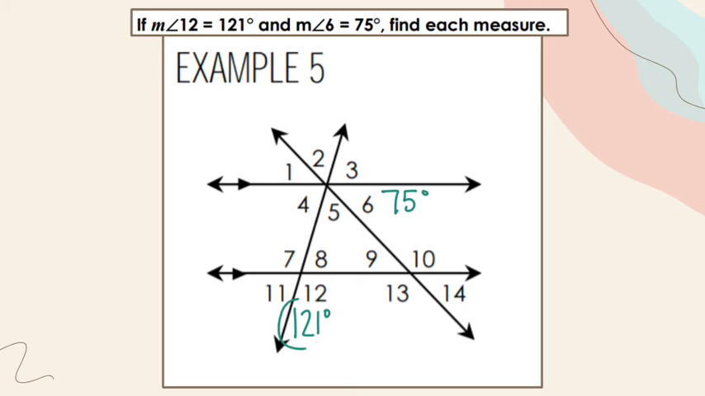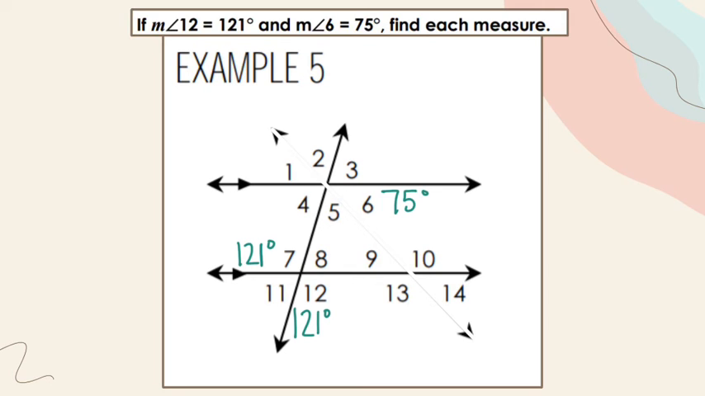So I want to start with angle 12. If we could cover up this other line, we'll just pretend it's not there for a minute. What could we know about all these other angles? Well, we can't know anything about these, but we can see relationships here. So angle 12 is 121. That means angle 7 will also be 121 degrees because they're vertical angles.